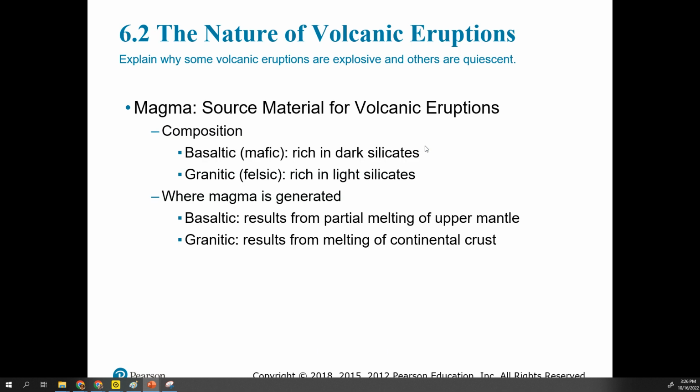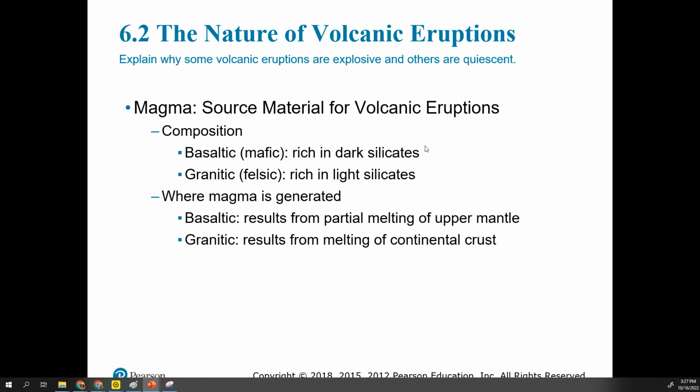So what is the difference? When it comes down to it, we're looking at a compositional difference between basaltic, which is mafic, and granitic, which is felsic, magma. So looking at the magma itself, basaltic or mafic magma, remember those are rich in dark silicates. It's low in silica overall compared to granitic or felsic magma that's high in those light silicates. Our light silicates were things like quartz and feldspars. Our dark silicates had magnesium and iron in them. That's where that word mafic comes from.